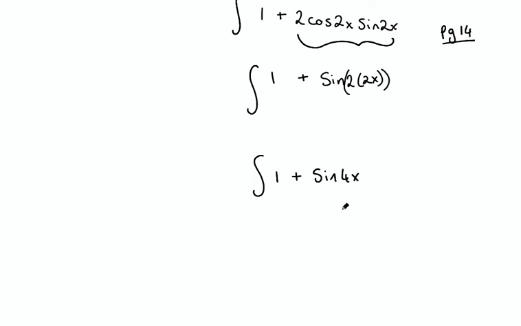which is something we can do. So when I integrate 1, it becomes x all over 1. And then sine becomes minus cos 4x, and we divide it by 4. And then we must remember to put in our plus c because it is an indefinite integral.